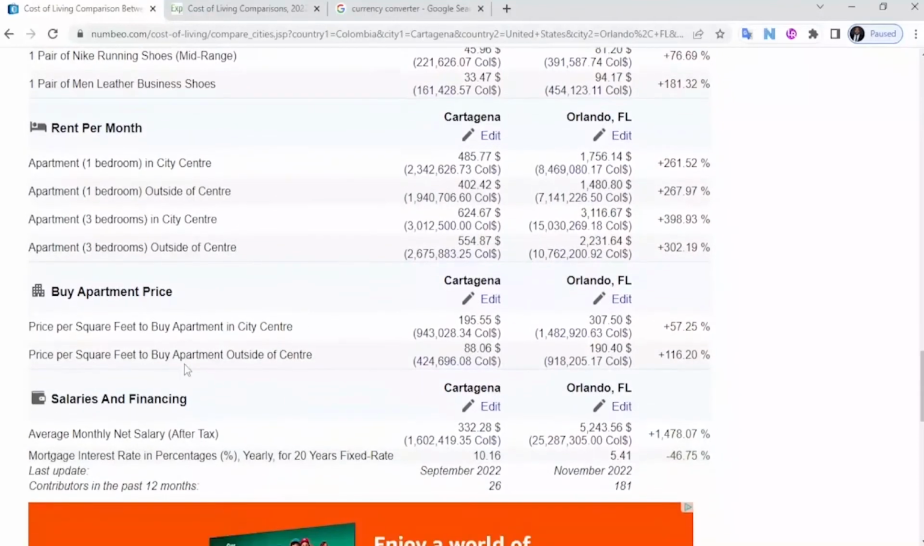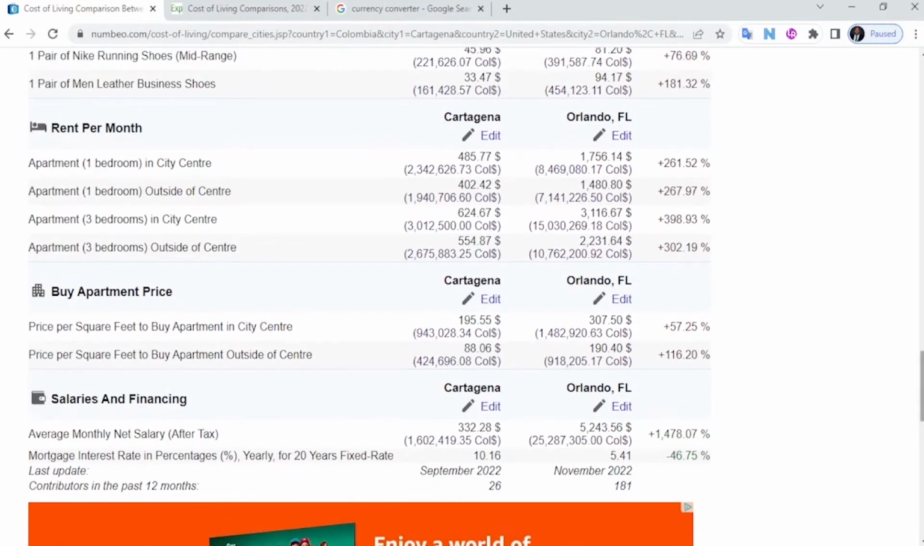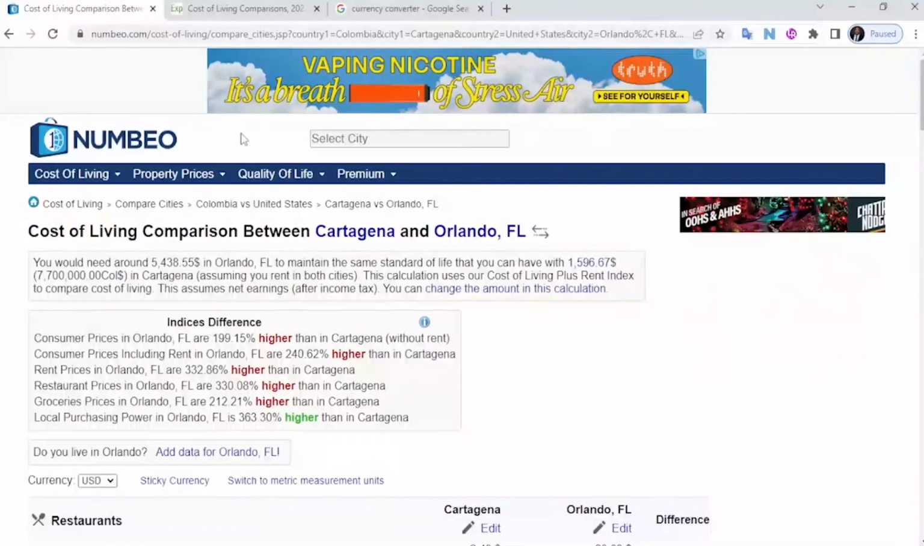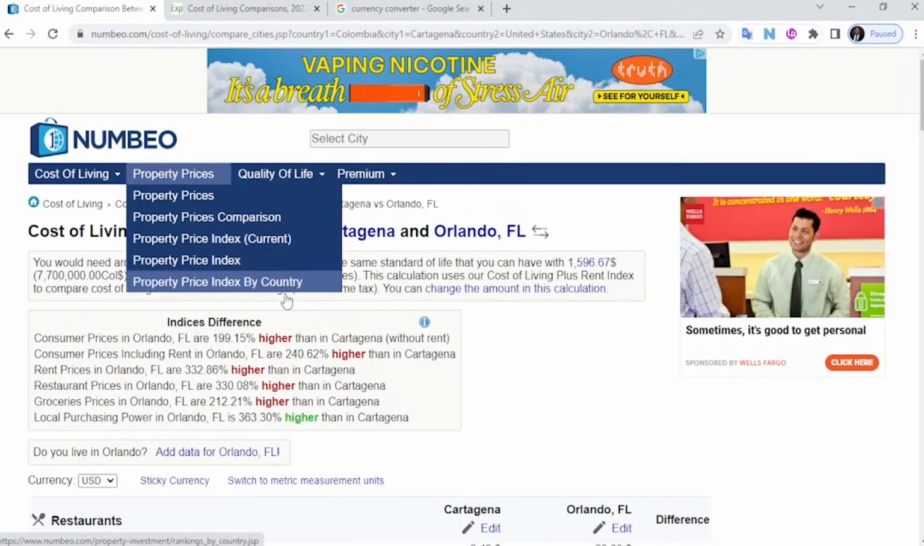It's a really in-depth version of trying to get a real-life comparison of where you go, what you're going to possibly be paying. Here it breaks down the apartment in the city center versus outside the city center. It gives you a really good picture. So this is the Numbeo site, and this is numbeo.com.